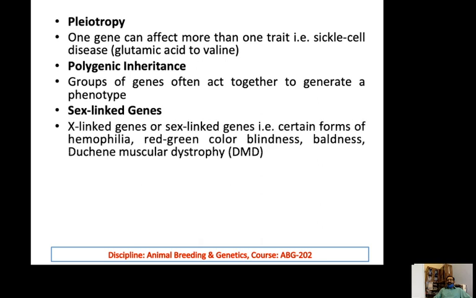Sex-linked genes. The X-linked genes are the sex-linked genes. Certain forms of hemophilia. We studied an example at the start of this course about hemophilia, and that was sex-linked. Then the red-green color blindness, then baldness, then Duchenne muscular dystrophy (DMD). These are basically sex-linked medical disorders.